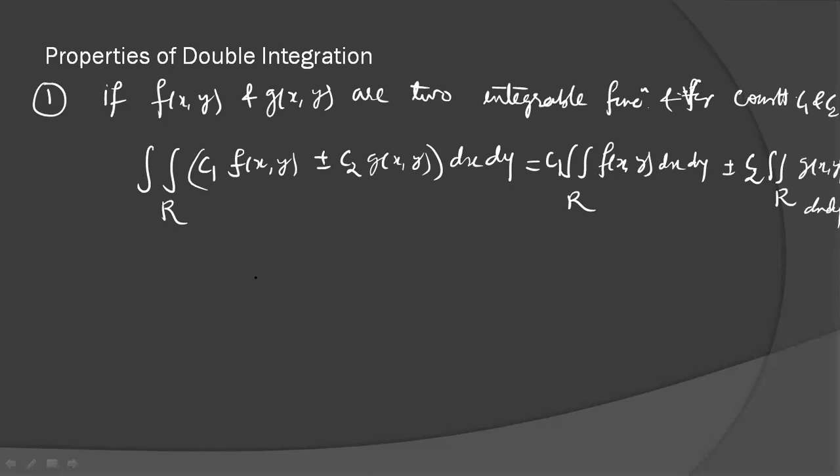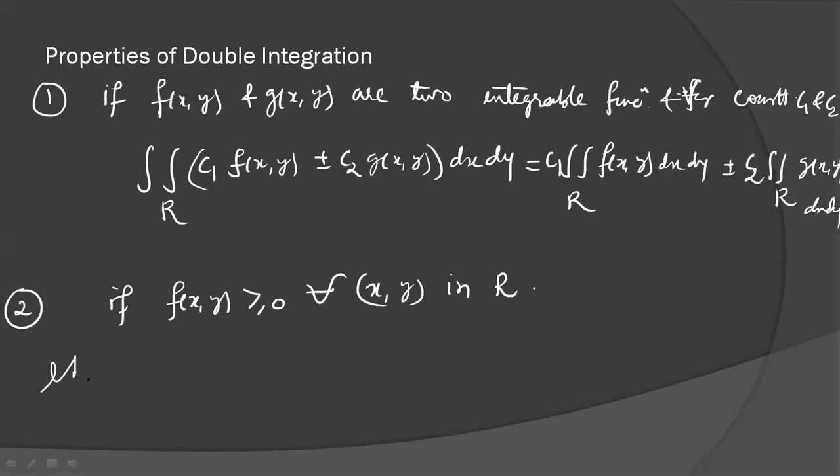of g(x,y) dx dy. And the second property is, if f(x,y) is a positive function for every ordered pair in region R, then the double integration over region R will always be positive.